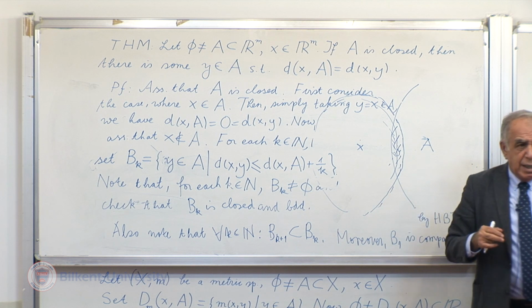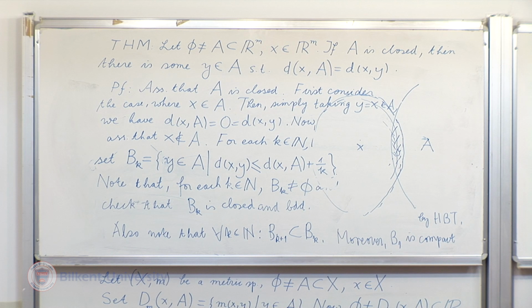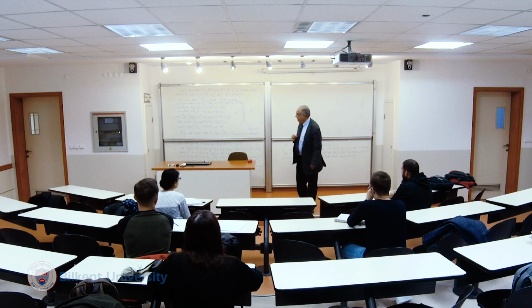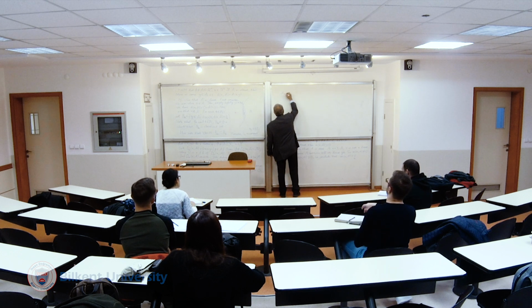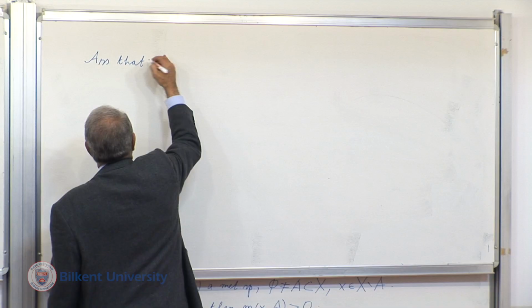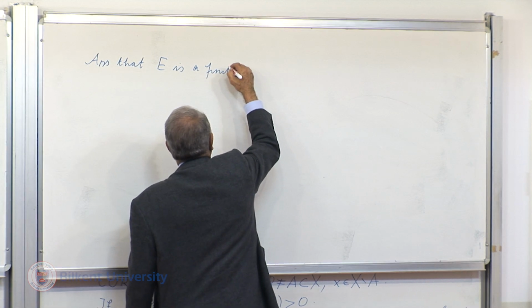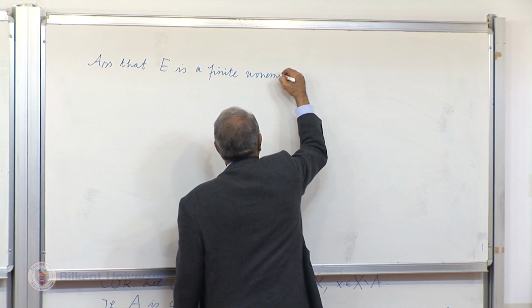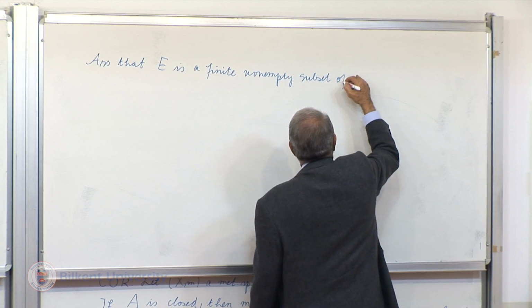But then the BKs, they are all closed subsets of this compact set. Do they satisfy the so-called finite intersection property? Well, if we take finitely many BKs, assume that E is a finite, non-empty subset of N.